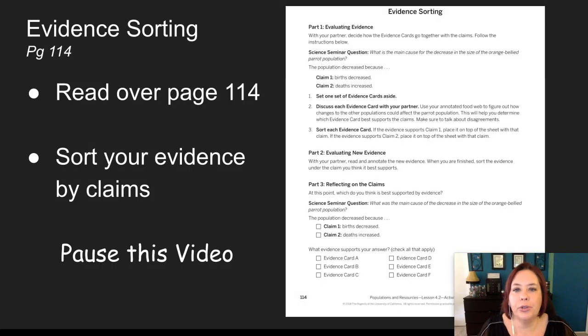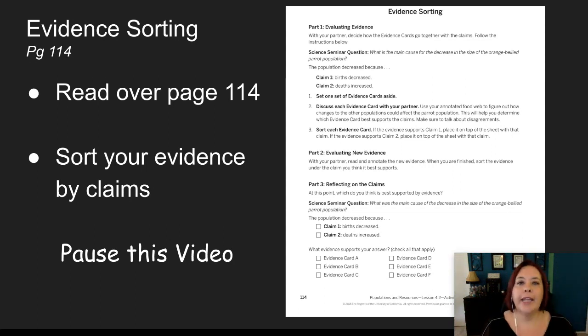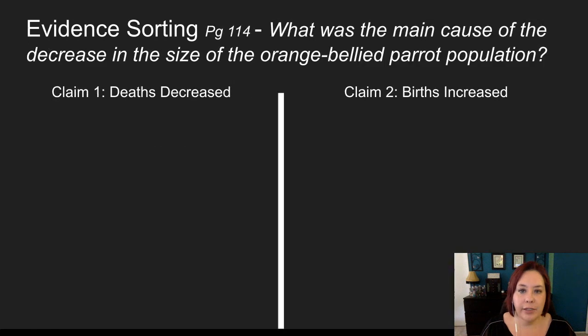What we are going to do is you're going to sort your evidence cards, so these guys here, by either claim 1 or claim 2. Now, what I did to sort my evidence cards is I went ahead and just created this little table on the slides. And you could do the same thing with 2 pieces of paper. You could take 1 piece of paper and divide it in half. You could just write down on your evidence cards whether you think they support claim 1 or claim 2. You could use the back of them.